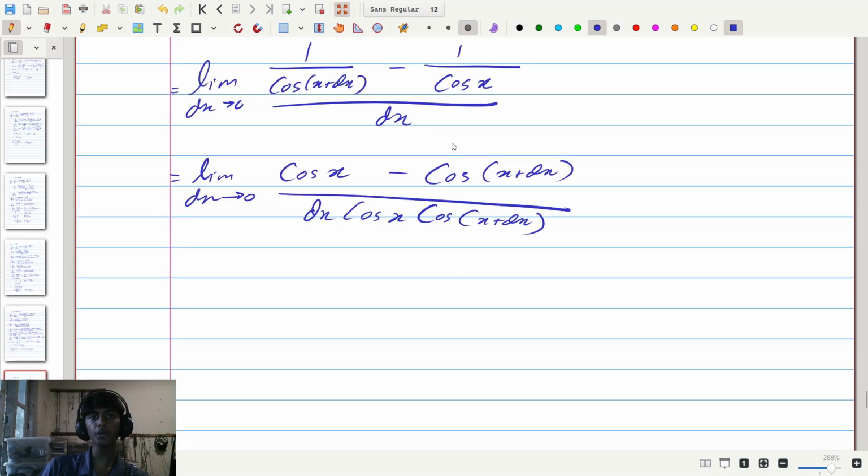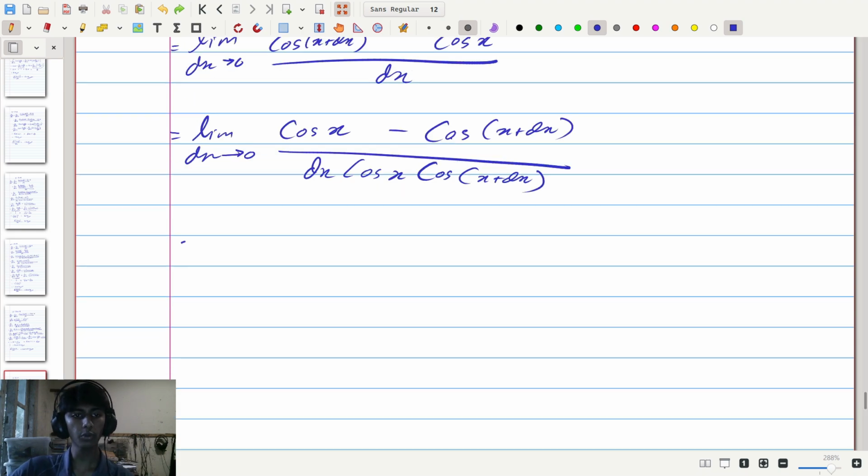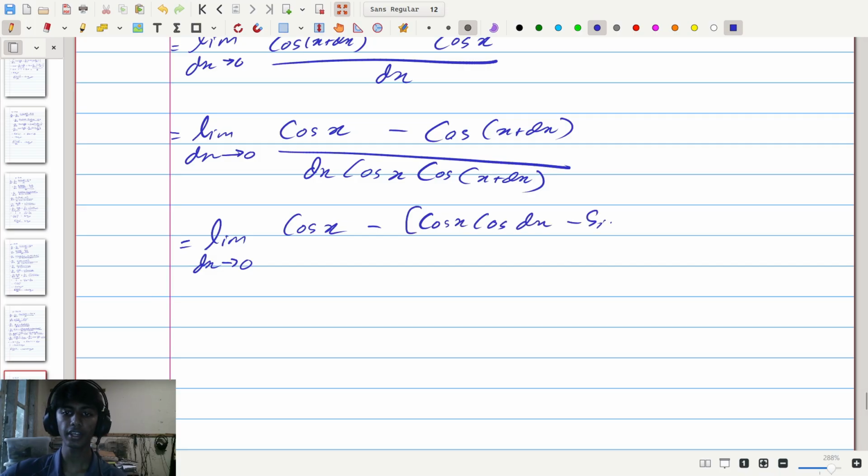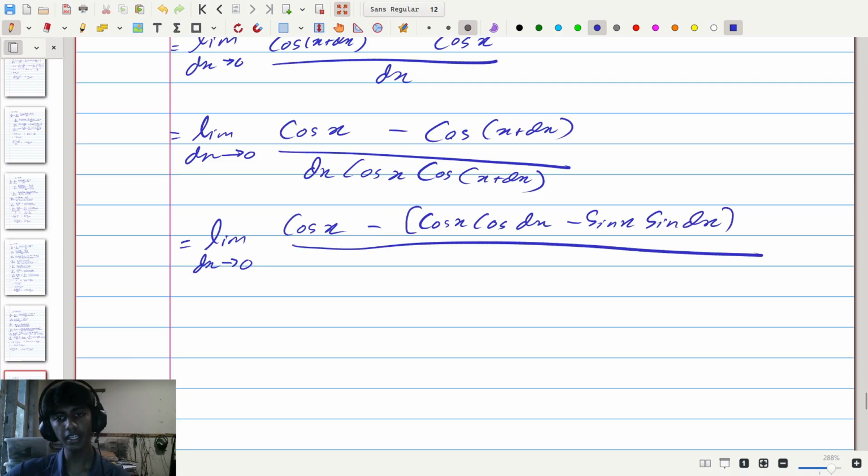Once again, we are only going to strategically expand the top. We're going to expand this cosine of x plus dx into its cosine of x and cosine of dx and sine of x and sine of dx. Doing that, what we get is the limit as dx approaches 0 of the cosine of x minus, and in brackets here, the cosine of x plus dx is going to be equal to the cosine of x times the cosine of dx minus the sine of x times the sine of dx. And then that's going to be divided by dx times the cosine of x times the cosine of x plus dx.